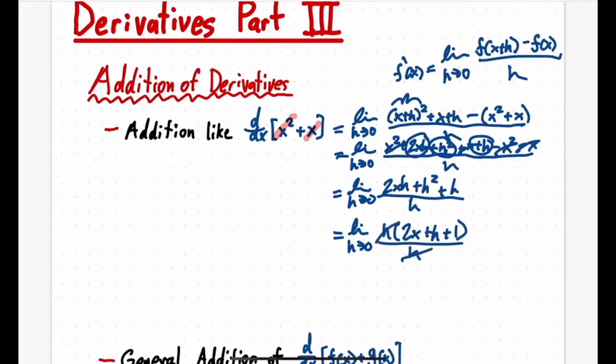These two cancel each other out, and then this is just the limit as h approaches 0 of 2x plus h plus 1. And as h gets closer and closer to 0, this whole thing will get closer and closer to just equaling 2x plus 1. So there we have it. The derivative of this function right here is equal to 2x plus 1.